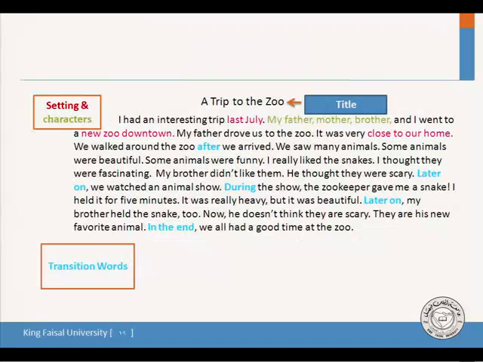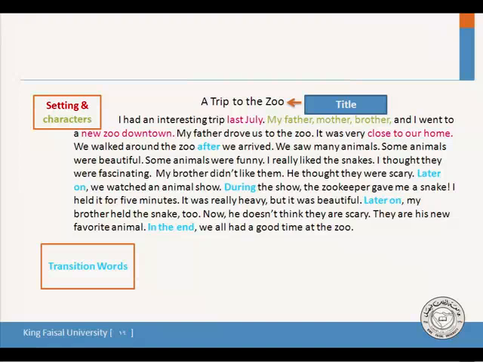Look at the example again. The same paragraph, a trip to the zoo. Where is the title? Remember to write a title. It's in the center, before the paragraph. Notice a trip, capital T, to the zoo, capital Z. A trip to Riyadh, a trip to Mecca.